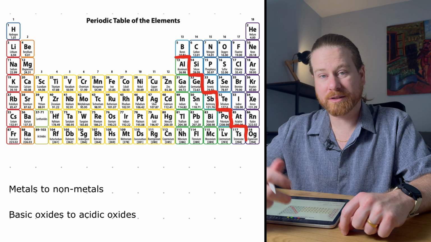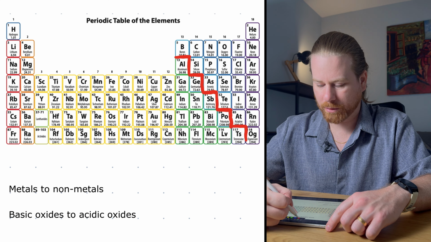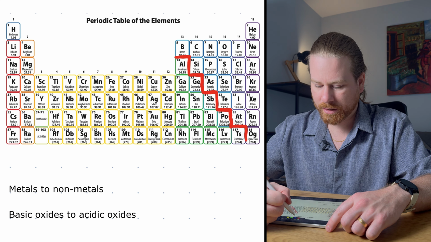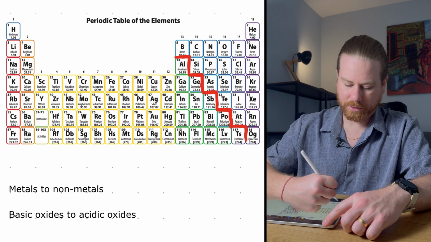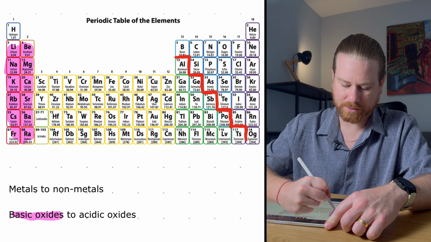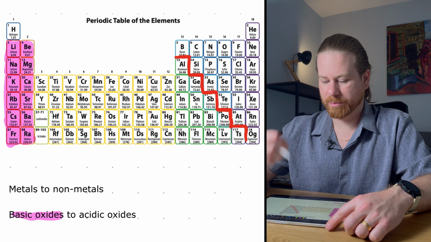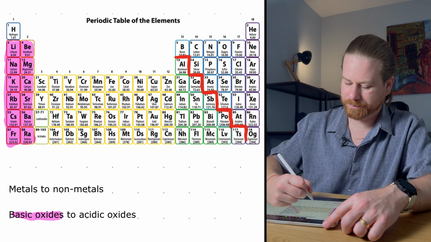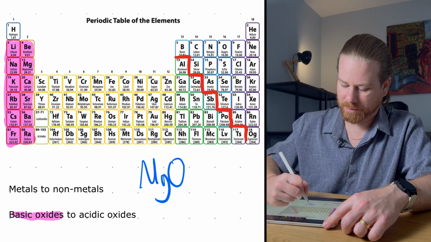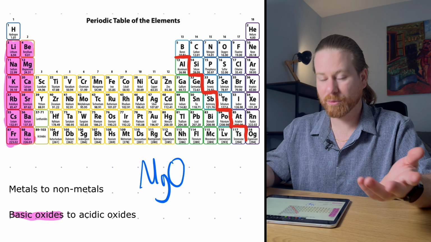So what do we mean by oxide? It's just the element bonded to oxygen. We will have a look at a few examples in a second. So what do I want? I want a highlighter. So the basic oxides tend to exist over here. Metal oxides tend to be basic. An example would be magnesium oxide. And what do we mean by being basic? Is magnesium oxide a base?